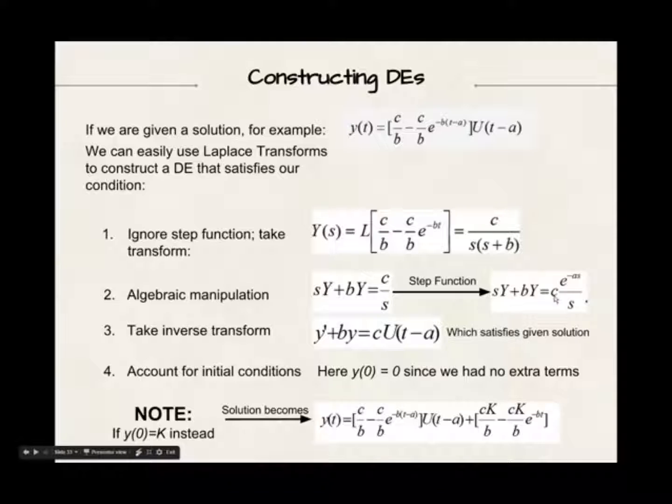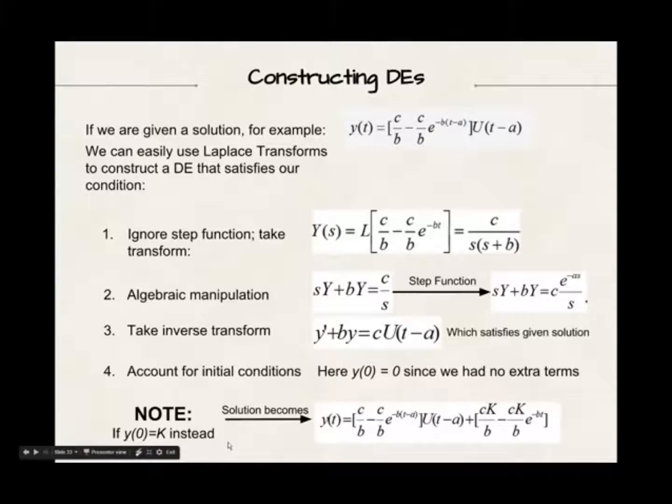The step function is equal to e to the negative as over s, so the entire function becomes sY plus bY is equal to c e to the negative as over s. We then take the inverse transformation of both sides to find that y prime plus by is equal to c times the step function of t minus a, which satisfies our initial given solution. And then we also have to find our initial conditions. Here we know that y of 0 is equal to 0 since we had no extra terms, no constants whatsoever.